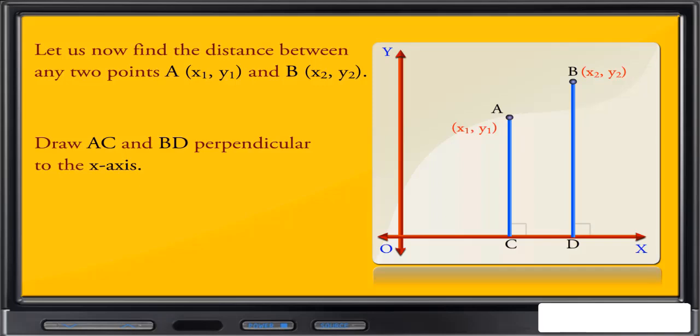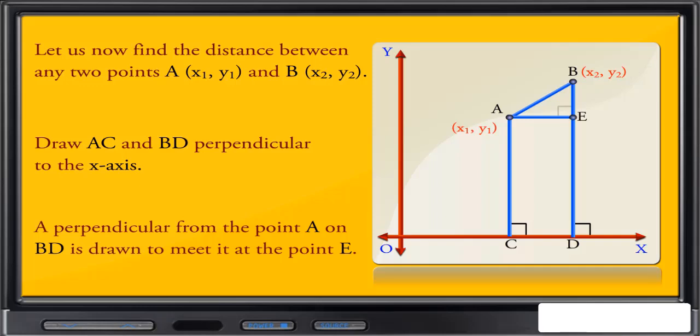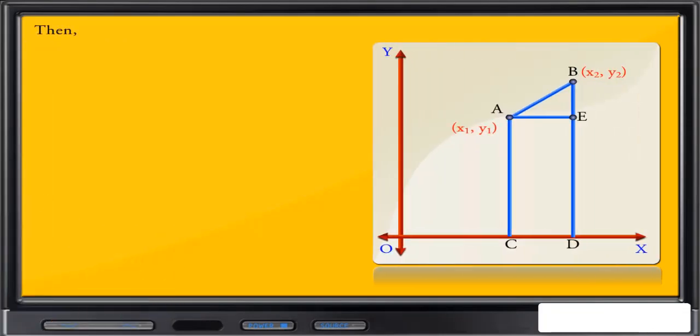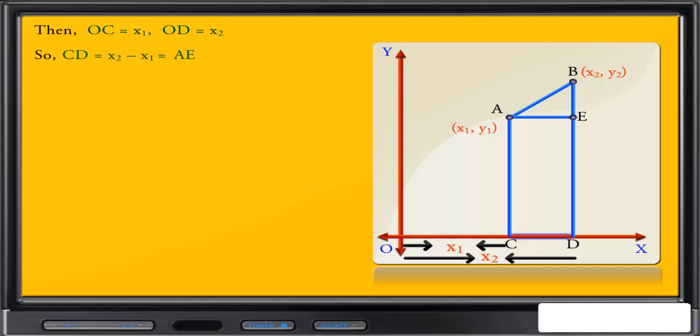Draw AC and BD perpendicular to the x-axis. A perpendicular from the point A on BD is drawn to meet it at the point E. Then, OC is equal to x1, OD is equal to x2, so CD is equal to x2 minus x1, which is also equal to AE.